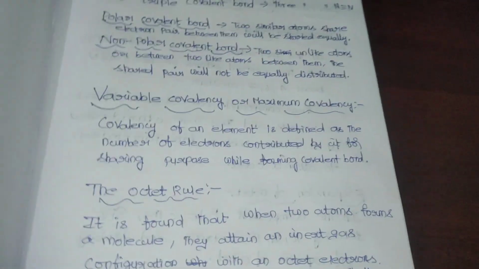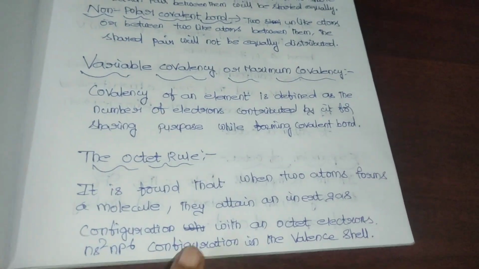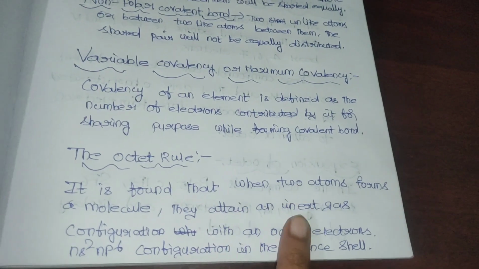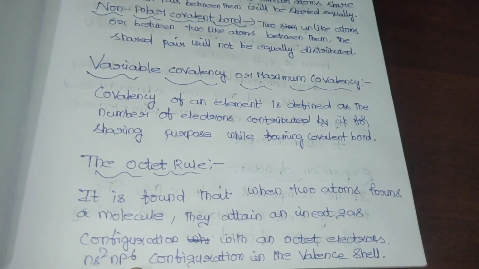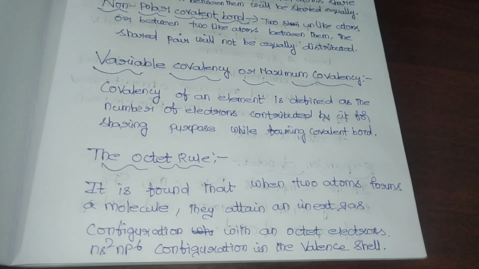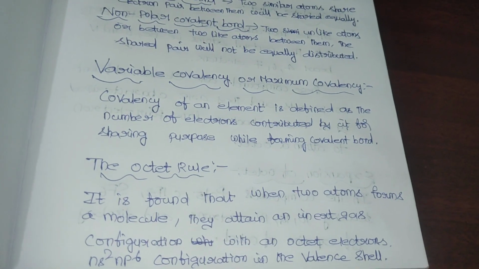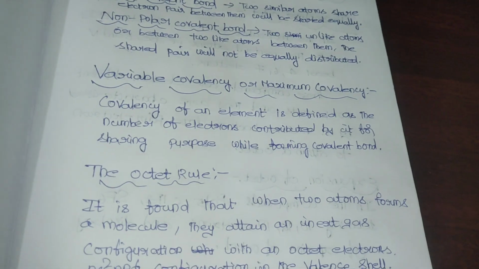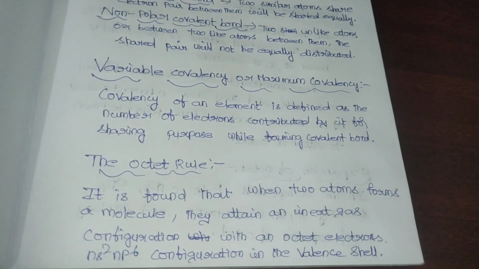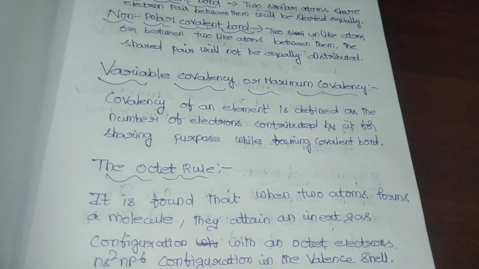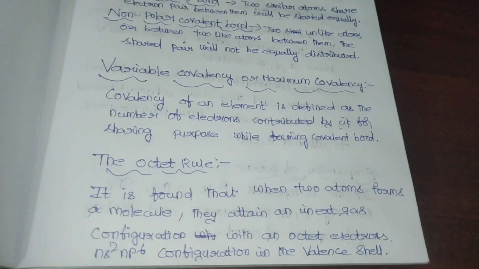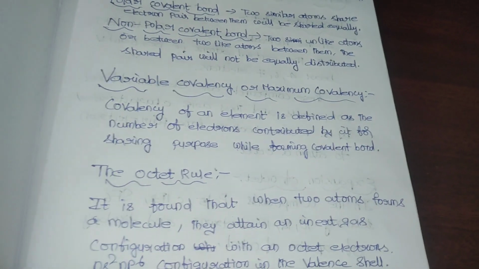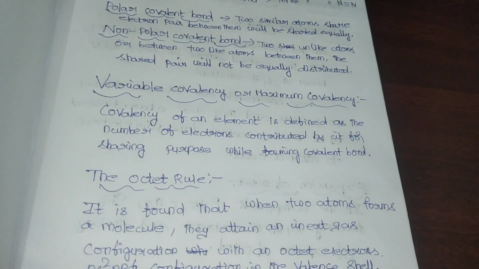Then what is the octet rule? It is found that when atoms form a molecule, they attain an inert gas configuration. We know what inert gases are: gases which do not undergo any chemical reactions because their outermost shell is completely filled, meaning they have 8 electrons in the outermost shell. There are no free electrons to share in the inert gas, so they cannot form a bond.